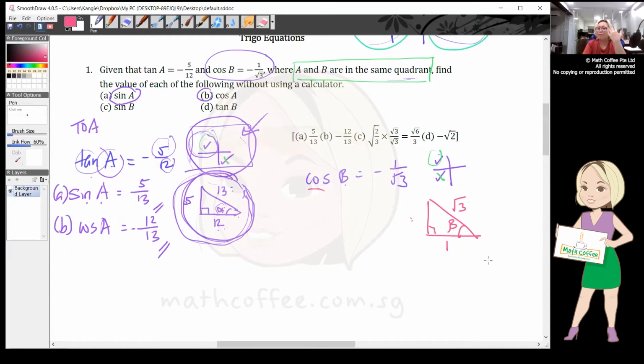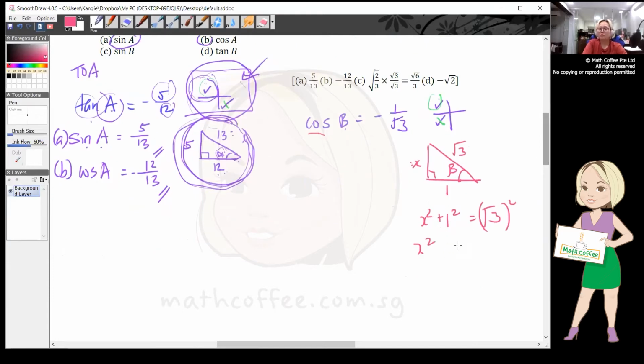So to find the third side, use Pythagoras theorem. We know that I label this as X. x squared plus 1 squared is equals to square root 3 squared. So it becomes x squared plus 1 equals to 3. So x squared is equals to 2. So x is equals to square root 2. Agree? Of course, you ignore the minus square root 2. Length doesn't have minus. So this third side will be square root 2.